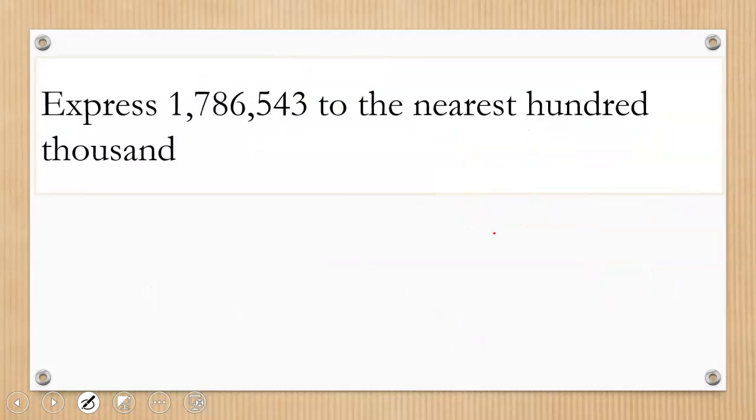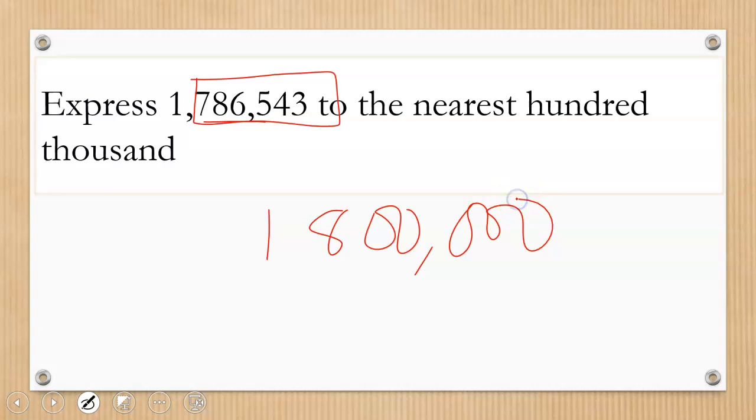Now let's do the last one in terms of 100,000. They said express this number, 1,786,543, to the nearest 100,000. Our 100,000 starts from here. We call this part of the number 786,000. That's where we see our number. But to the nearest 100,000, you see that 786 is closer to 800,000 than 700,000. So this answer becomes 1,800,000.